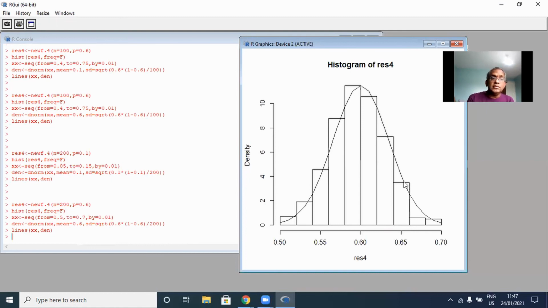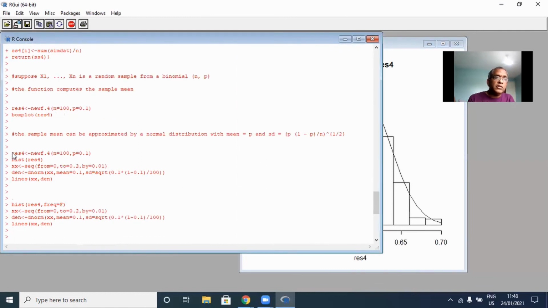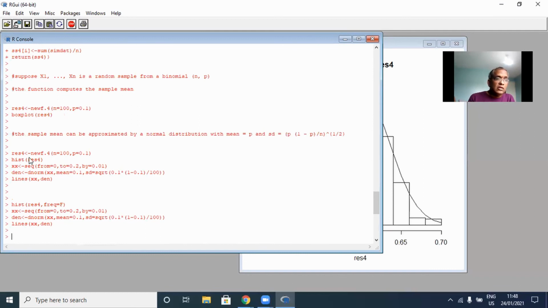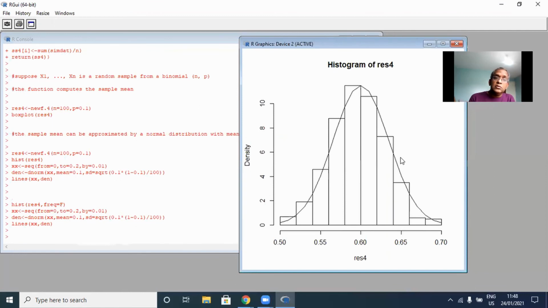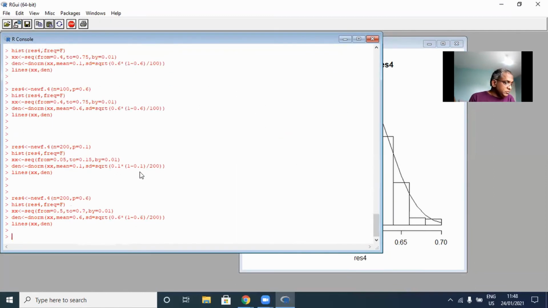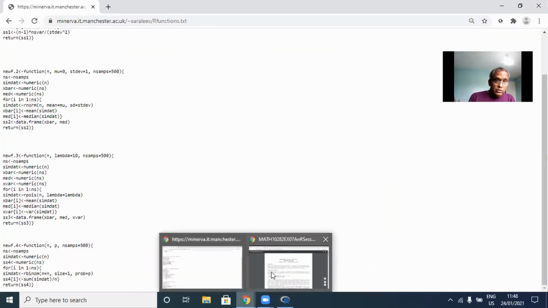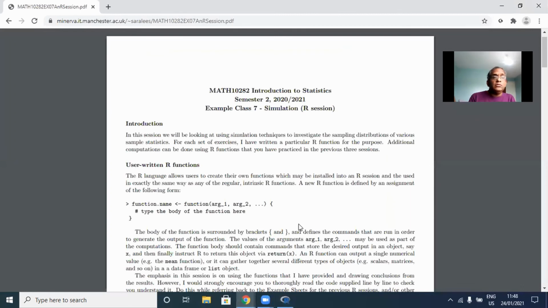This is what you would expect for large values of n, because remember this result is an approximation, but if n is large, and in the simulations we took n to be 100 and 200, which are pretty large, you would expect this to be a good approximation, as you saw in the plots. So this completes the illustration of the four functions, and also completes the video solution of tutorial sheet 7.